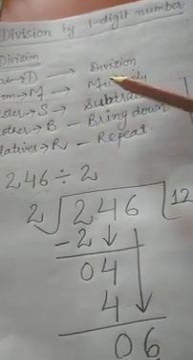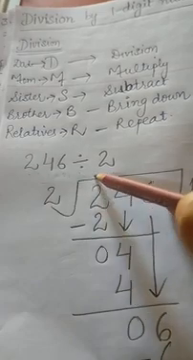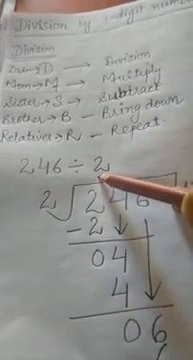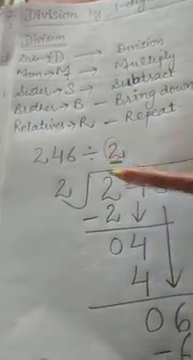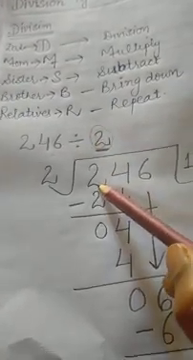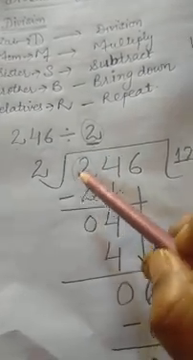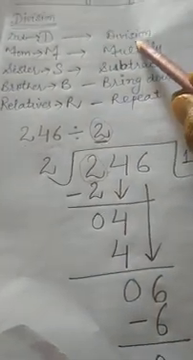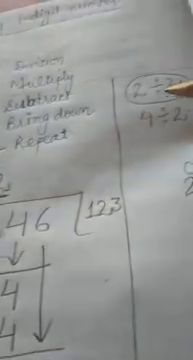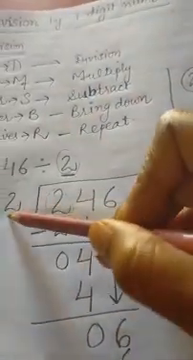First step is of division. This is the question given to us, 246 divided by 2. Here what to do? Now you can see this is only one digit, so from the number that is to be divided by 2, we will take one digit only. Means this 2 will be divided by this 2. The first step is division: we will divide 2 by 2.